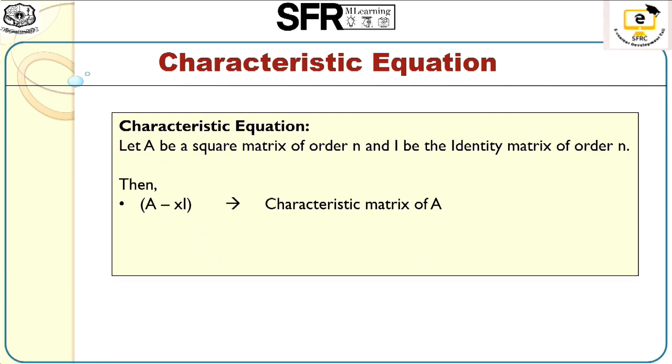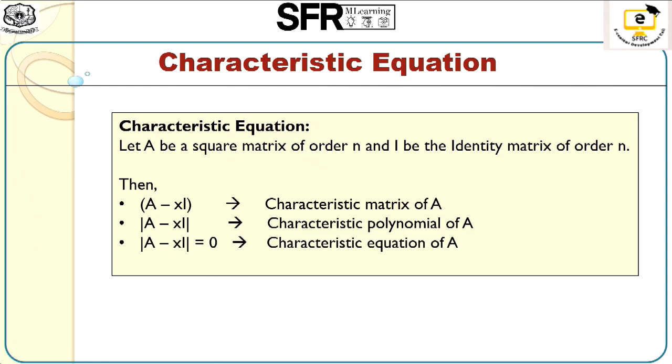So, first we will learn about the characteristic equation. Before knowing the characteristic equation, first we define the characteristic matrix. The characteristic matrix for the given matrix A of order n is defined as A minus xI, and its characteristic polynomial is defined as the determinant of A minus xI. And then finally we come to our concept: the characteristic equation is defined as the determinant of A minus xI equal to 0. Here I is the identity matrix of order n.